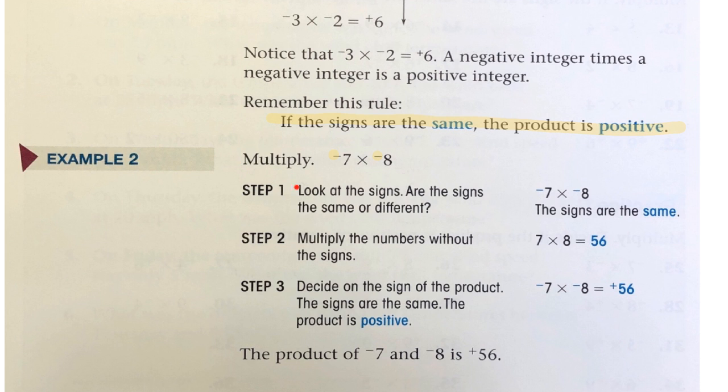So for example 2, it has two negative integers, -7 times -8. So step 1, look at the signs. Are the signs different or the same? Negative and negative are the same. Step 2, multiply the numbers without the signs, which means just do the multiplication. 7 times 8 is 56. Step 3, decide on the sign of the product. The signs are the same. The product is positive. They put the positive sign just to be clear and illustrate it, but you can just write it as 56. You don't have to put the actual plus sign.